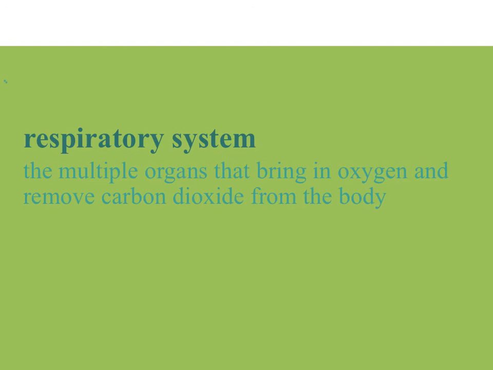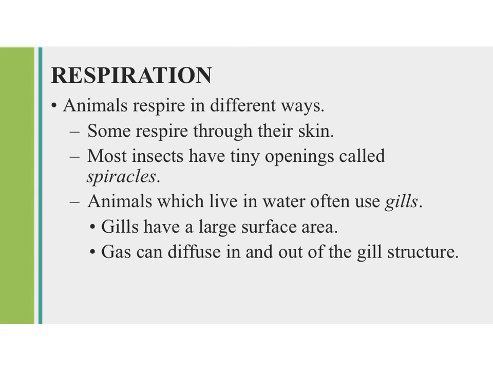All right, everybody got that? All right, so let's move on. Animals respire in different ways. Some respire through their skin. Insects have tiny openings called spiracles. That's how they respire. Animals which live in water have gills. That's how they breathe, I guess you could say. The gills have large surface areas, and the gases can diffuse in and out of the gill structure for their breathing.